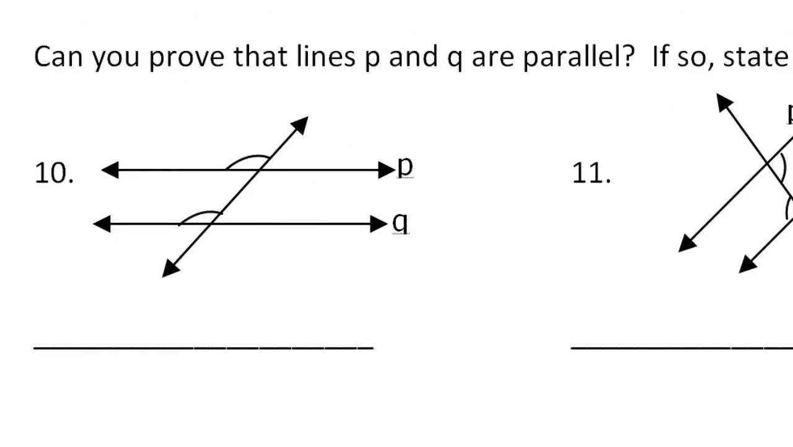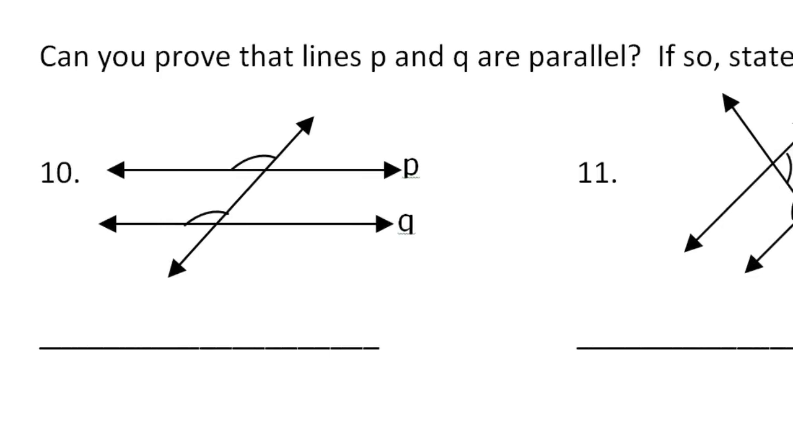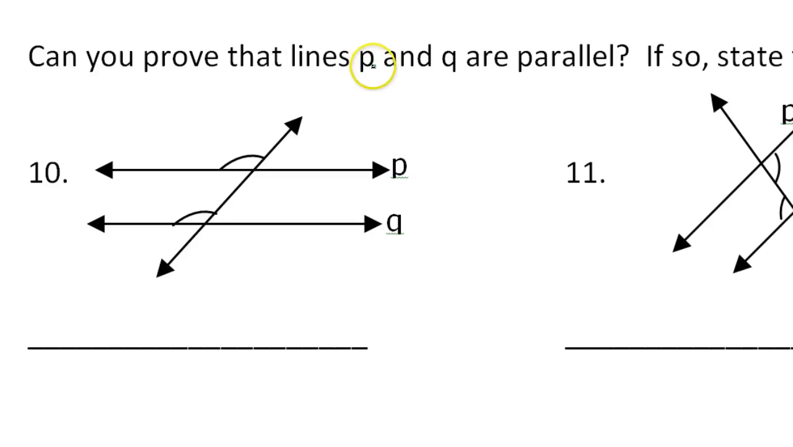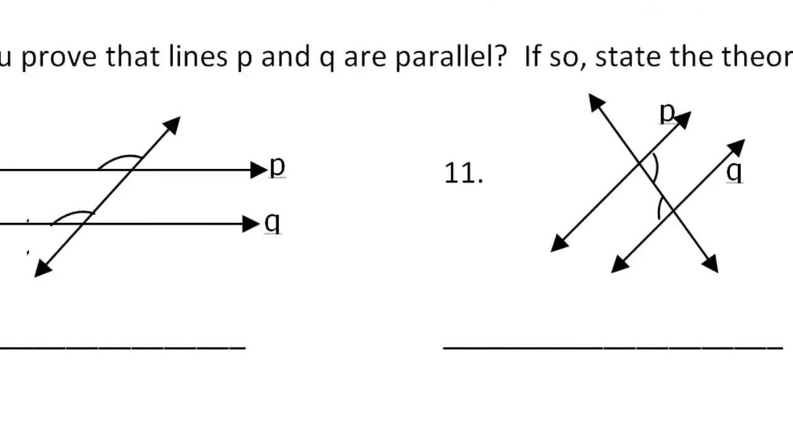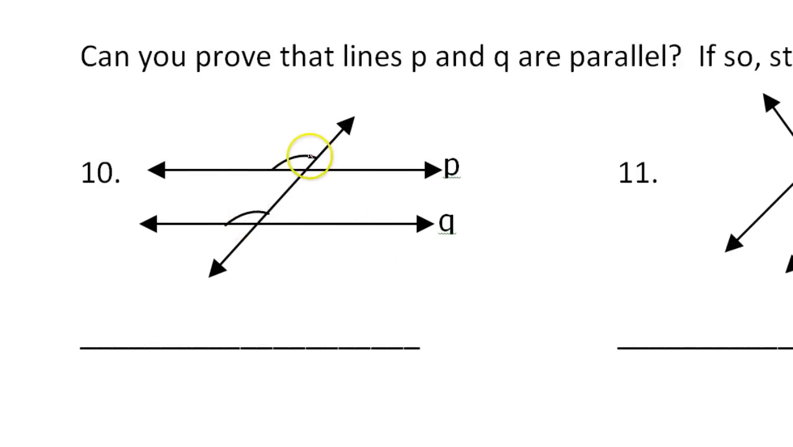Alright, for these last 3, we're not doing any actual calculations, just can you prove that P and Q are parallel? If so, state the theorem or postulate that you would use. How about this? These markings mean that these two angles are congruent. So these two angles are what type of angle pair? Well, these are corresponding angles. And we do have a theorem that says corresponding angles congruent implies lines parallel. In other words, if corresponding angles are congruent, then the lines are parallel. So, yes, we can prove it.